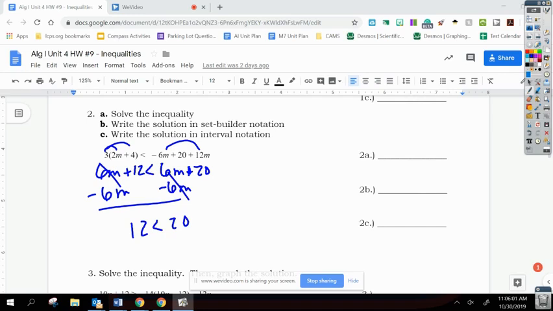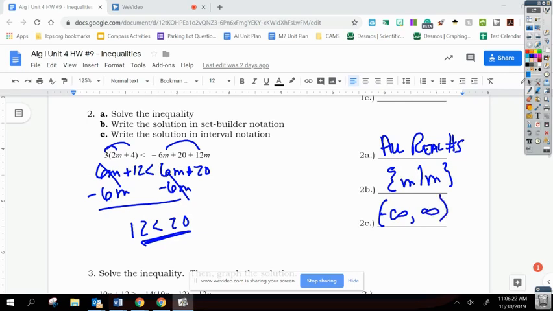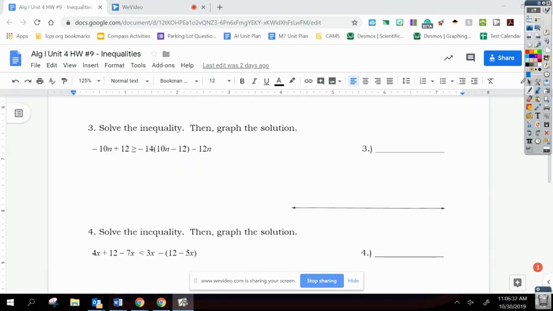You might say to yourself, well, those are different numbers, but this is actually true. 12 is less than 20. So this is all real numbers. In terms of set builder notation, we say it's all of the m's such that m. And if you want to do interval notation, it's from negative infinity to positive infinity, if you saw something like that. Question 3 does not want you to write them in two different forms. It just wants you to solve then graph.